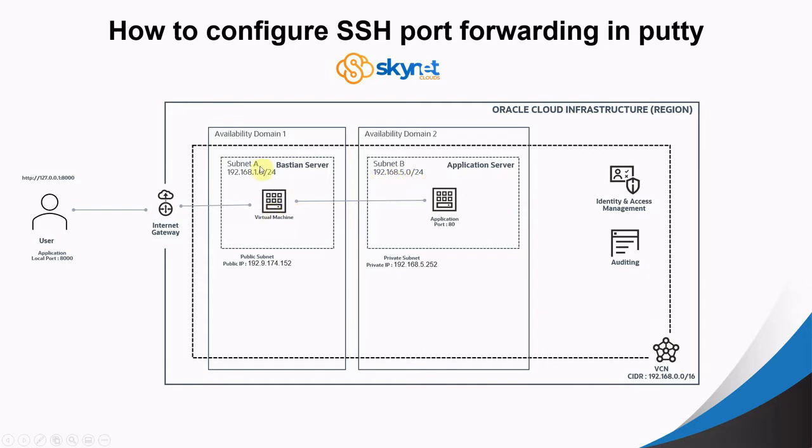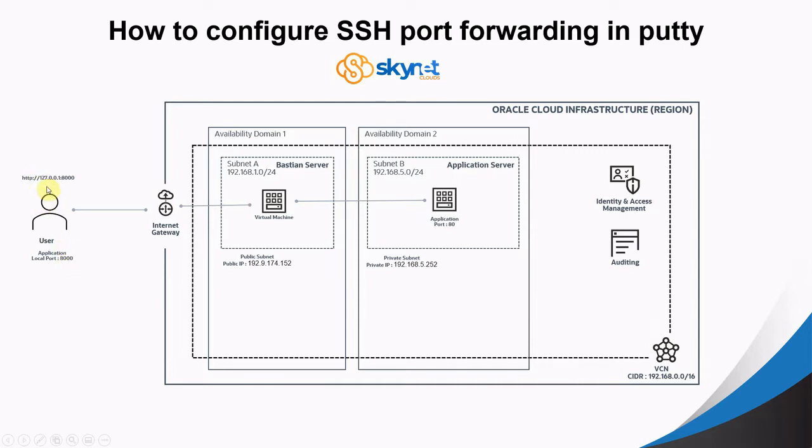In the first subnet, we host a VM that is called the Bastion server. In the second subnet we have the application, and this application is running on port 80. In addition to that, we have an identity management system, auditing, an internet gateway, and this is a user. So the user is trying to access this application, which is in a private subnet, using the local port 8000.